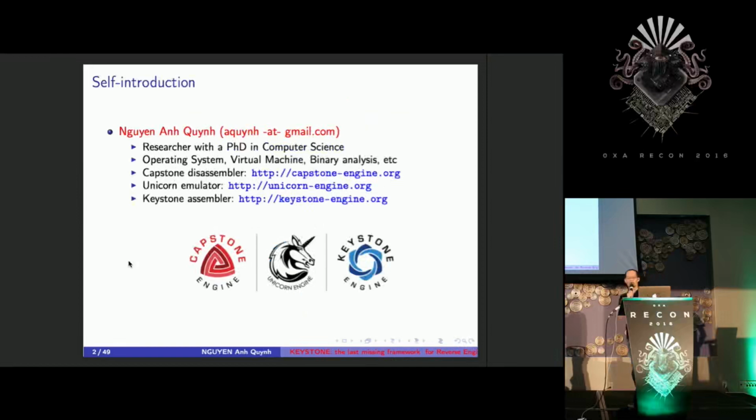Okay, so my name is Quynh, and I have some background in academia. My main research focus is on operating systems, virtual machines, binary analysis, and other low-level stuff. I happen to be the founder of a few frameworks: the Capstone disassembler, the Unicorn emulator, and the Keystone assembler. So that's a question: anybody here use any of those frameworks? Oh, thank you.